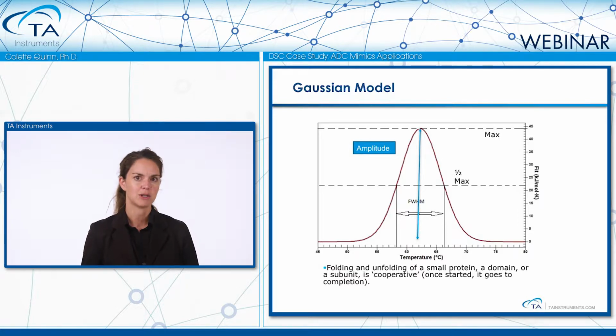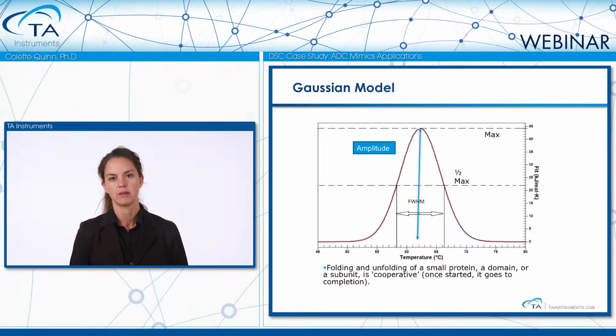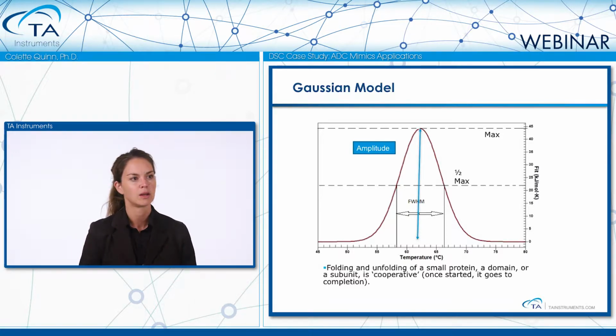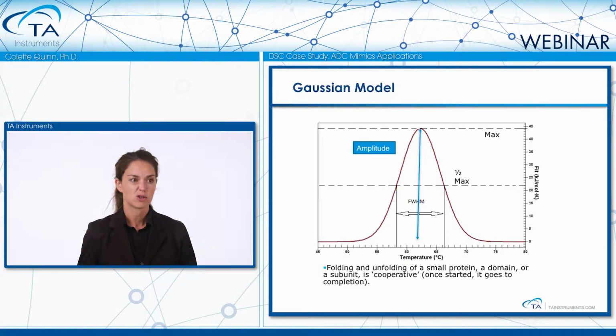The nice thing about the Gaussian model is that we're not making any assumptions about reversibility. Anybody that's worked with an antibody knows that once you get past the CH2 domain, it's really unlikely that you're going to have reversible unfolding. So with the Gaussian model, you still get descriptors of the unfolding. You're going to get a max or a Tmax value. You'll get an amplitude value, just the height, and you'll get the area value, which is the enthalpy. And then the final descriptor is the full width at half max value.